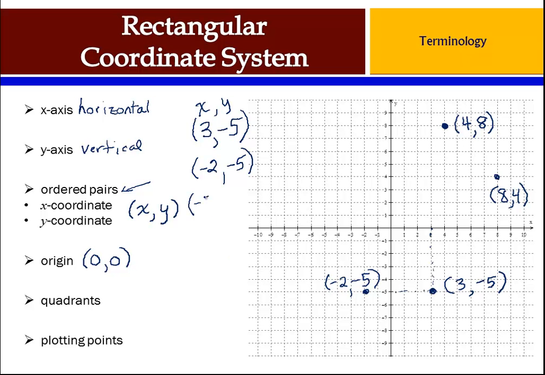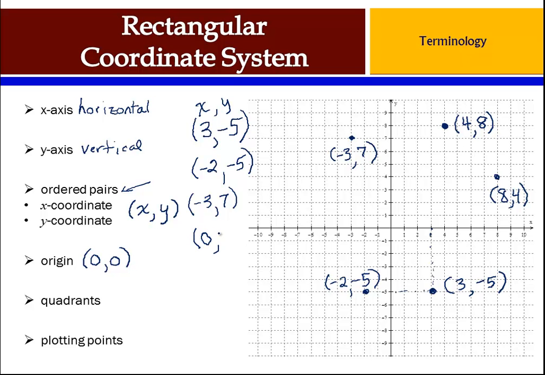Let's do (-3, 7). -3, still left 3. 7 is up 7. So this is the location of the point (-3, 7). And you can see that it's 3 to the left and up 7.